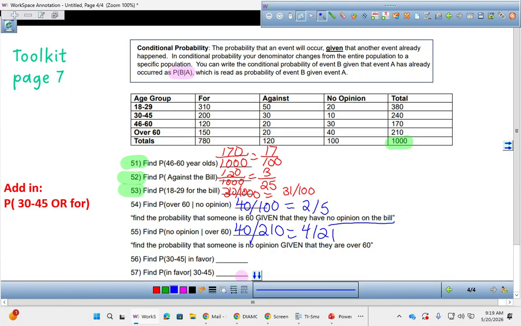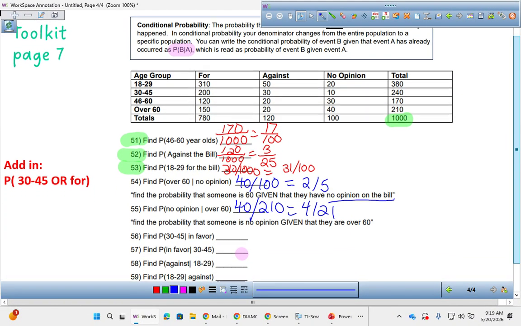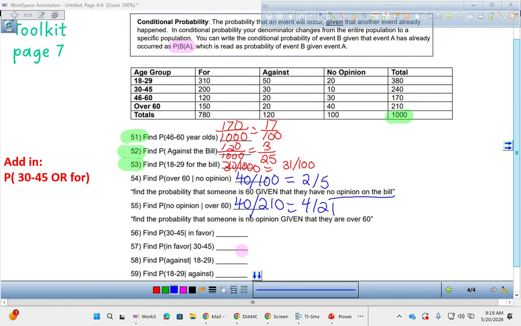The next one, number 56, says, find the probability that someone is 30 to 45 years old, given that they are in favor of the bill. So find someone that's 30 to 45 years old under one condition. The one condition is they have to be in favor of the bill first. So let me look at the people who are in favor of the bill first. These are the people that are in favor of the bill. So once I focus my attention on just those people, the condition is met.